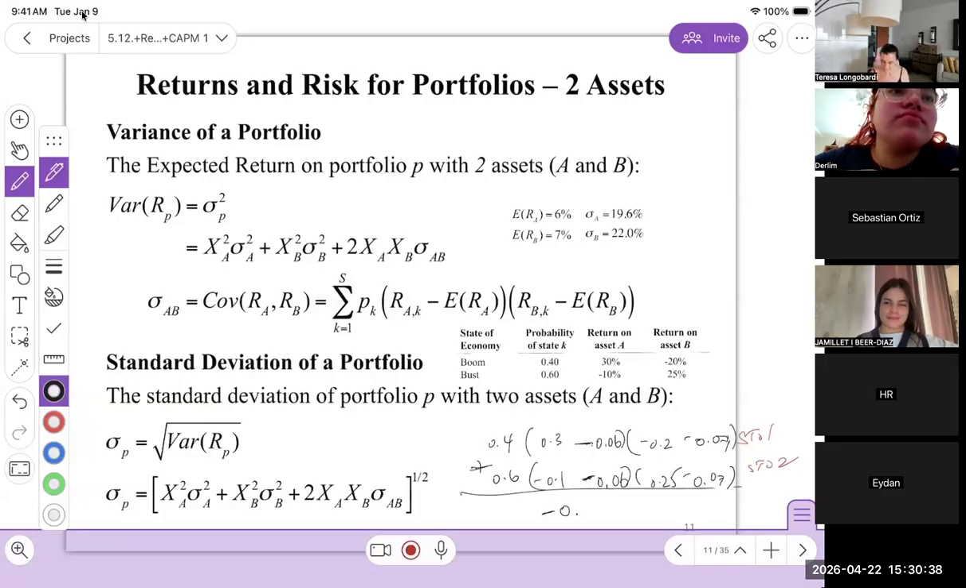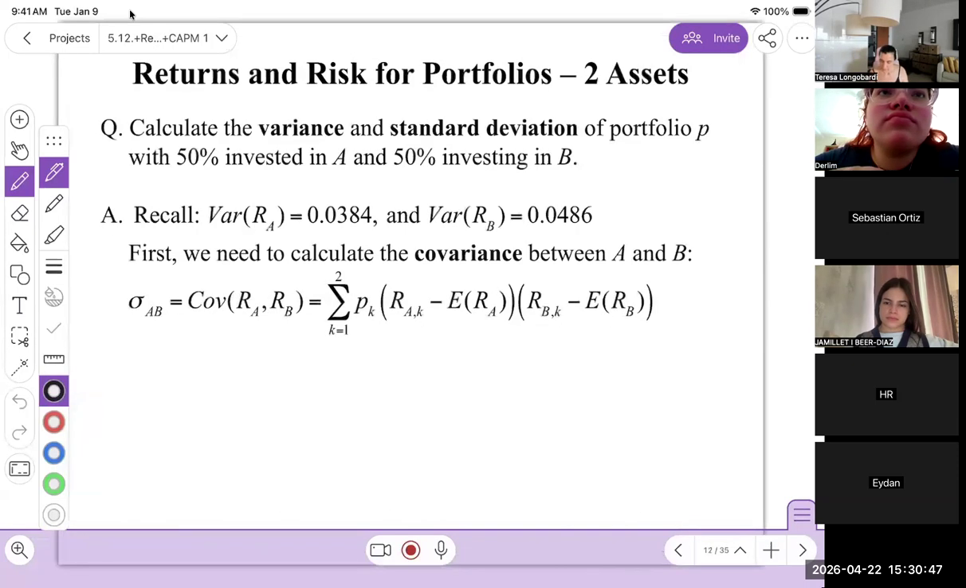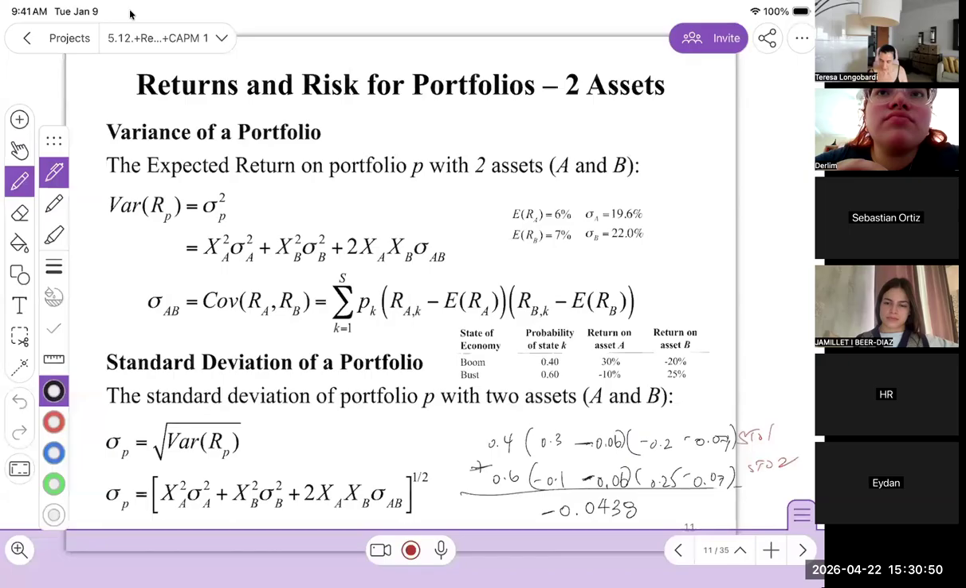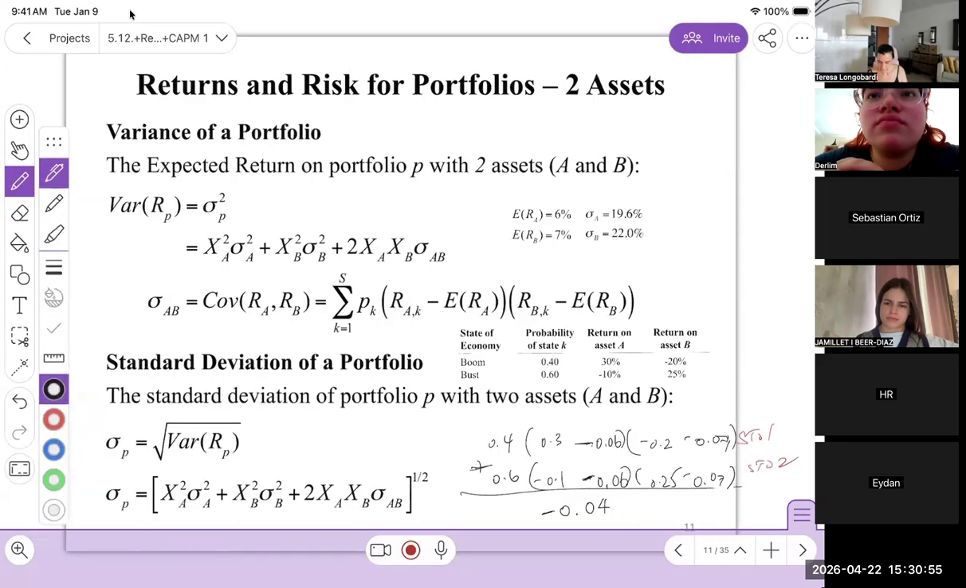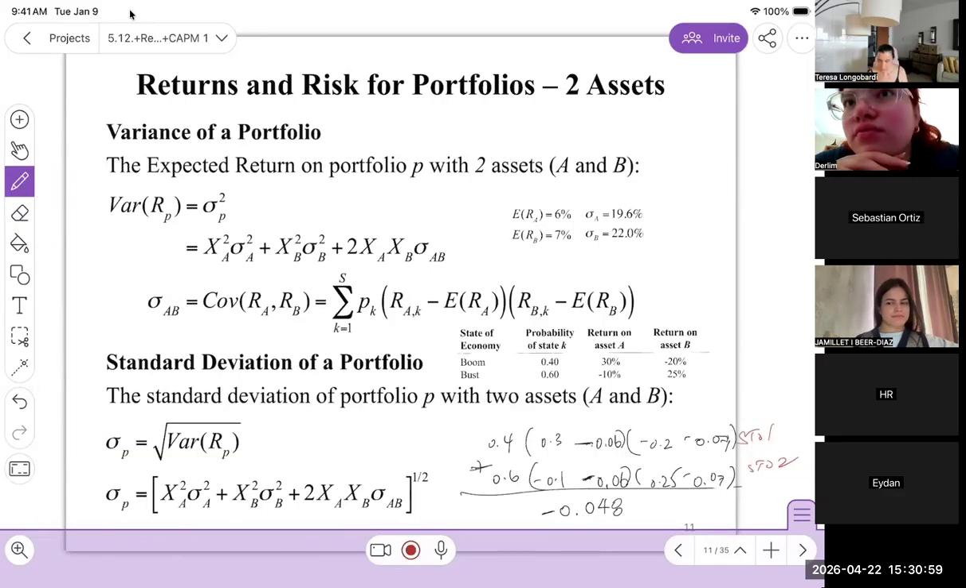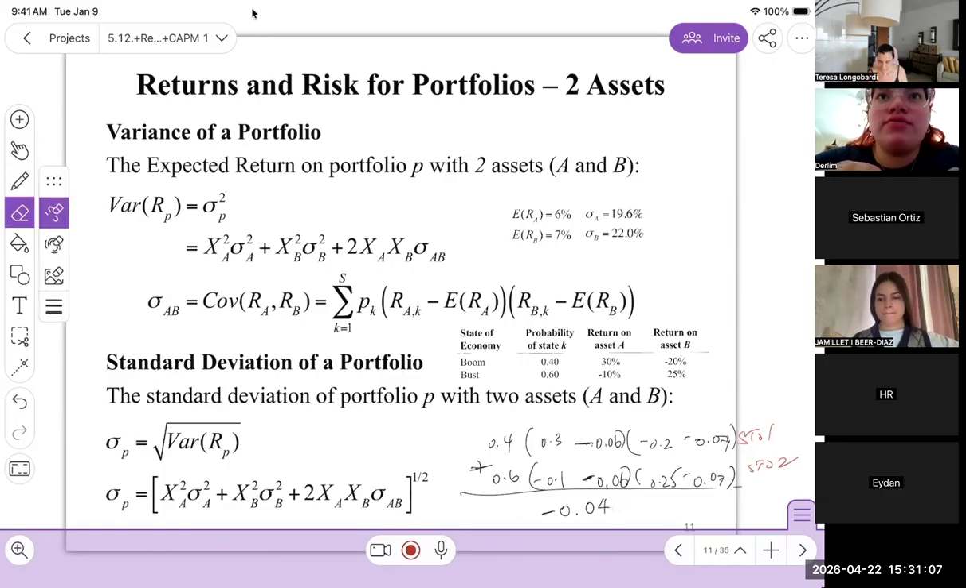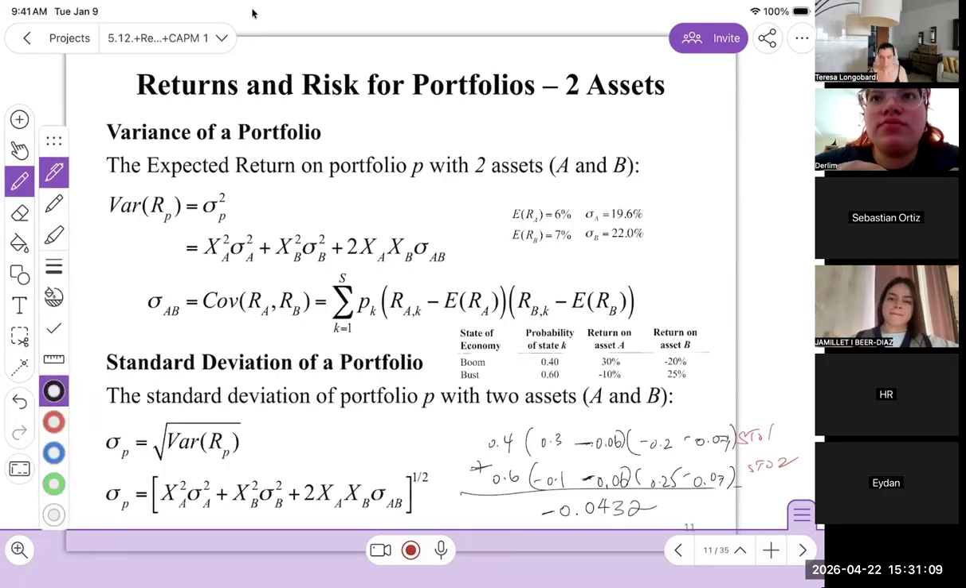It's negative 0.0432. Like this? No, it's a negative 0.0432. Okay, good. You all got it. All right. So that is the covariance.